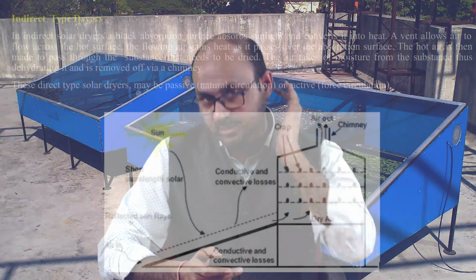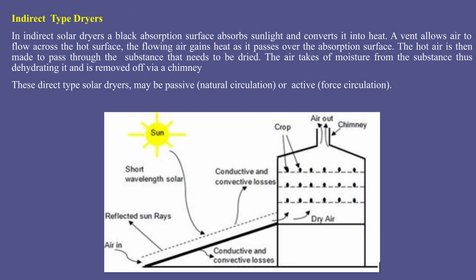The indirect type solar dryers may also have passive, that is natural circulation, or active, that is forced circulation. You can see here in this diagram, from the sun, the solar energy falls first through this glass on the surface. It is absorbed, the surface gets heated, and the air from the bottom of this plate is heated by heat transfer from the plate. This hot air then enters the chamber where the crops are placed, and your crop gets dried.